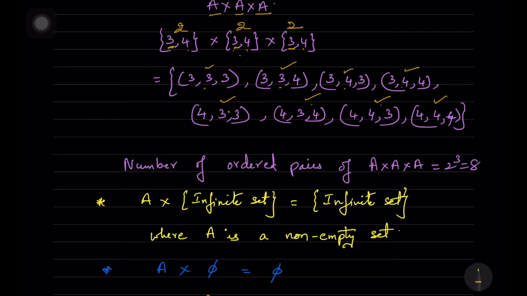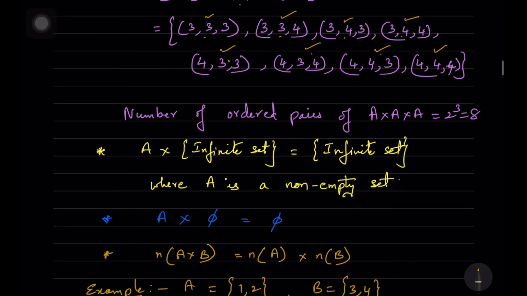Next, A cross φ is equal to φ. A cross any empty set, you cannot form any ordered pair because the second set is empty. There is no element in that. So therefore A cross φ is equal to an empty set.